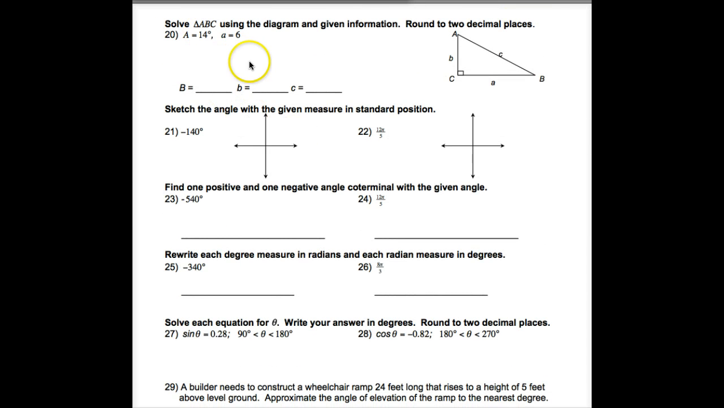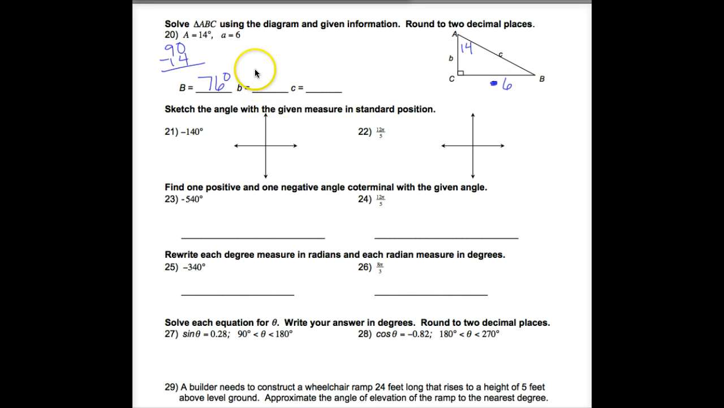Solve triangle ABC using the diagram and the given information. So, solve means find everything that's missing. So, I listed the things that you're going to need to find. So, angle B, that's the easiest one. So, just do 90 minus 14, and that gives you angle B, which is 76 degrees. Side B, if I fill in what I was given, which is that A is 14, and side A is 6.